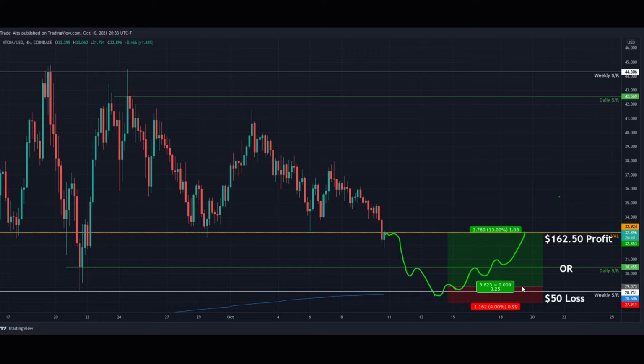In percentage terms, we were risking 4% in order to make 13%. In dollar terms, we were risking $50, which is 1% of our account, in order to potentially make $162.50, which we made in this example. So that was an example of how to calculate your position size appropriately.